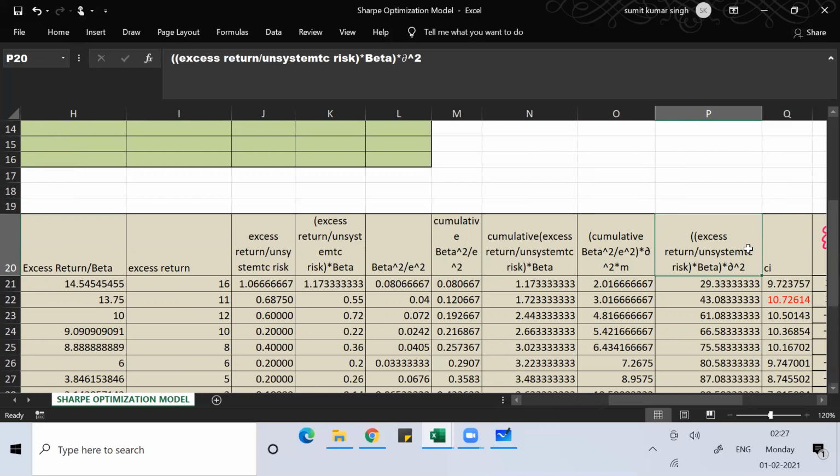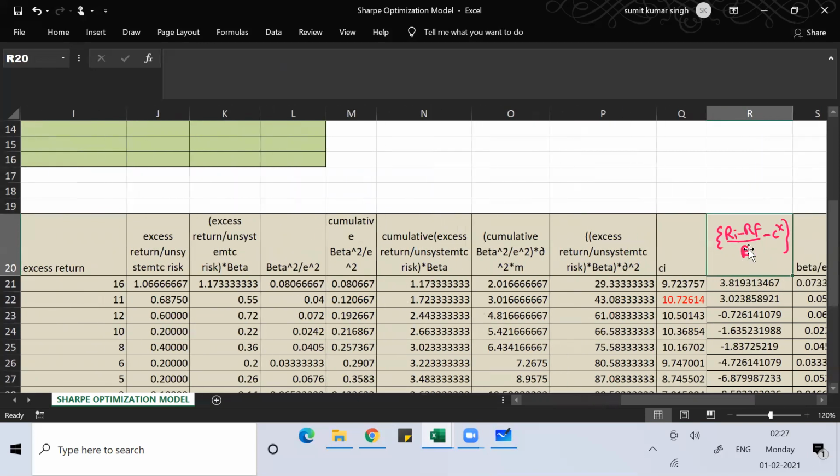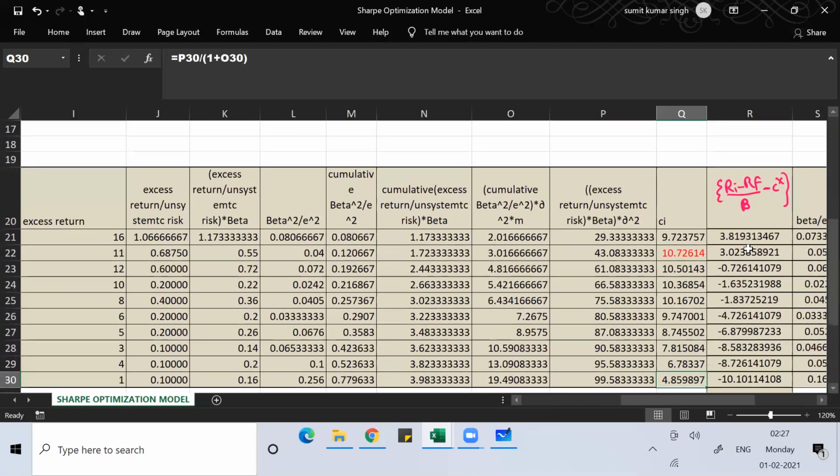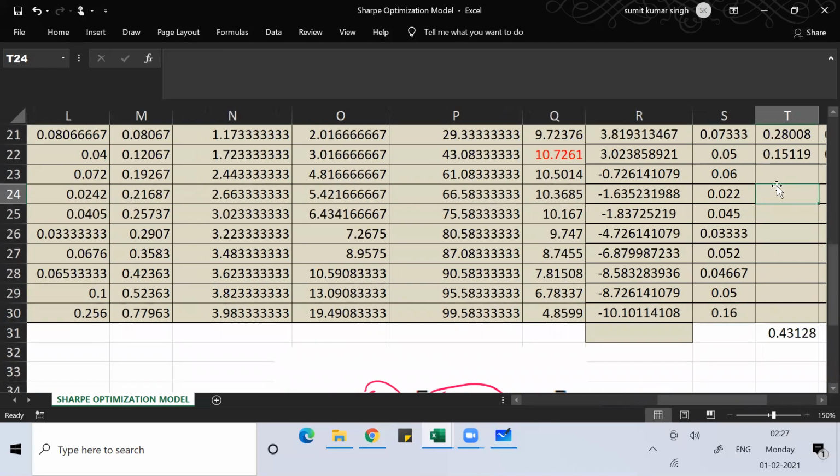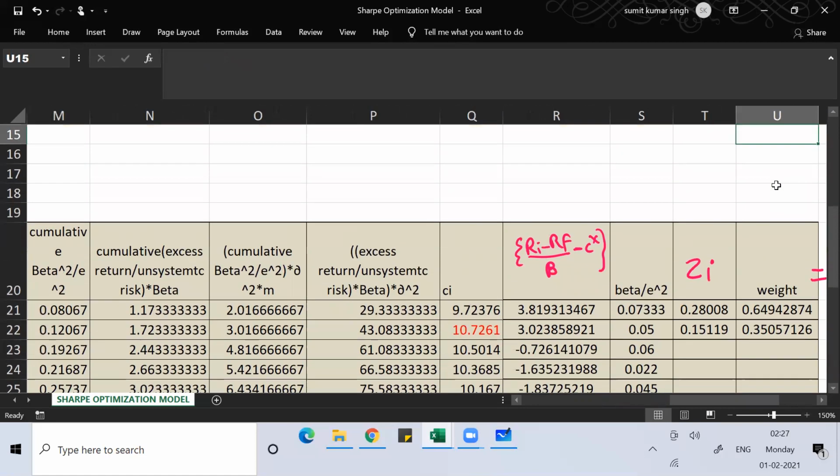Okay, and then once I get the CI value, you know the formula of CI. In the CI value, you'll consider the value which is the highest out of all CI values. Once we understand that part, then probably we need to find the excess return by beta minus the cutoff rate. So that part we can do.